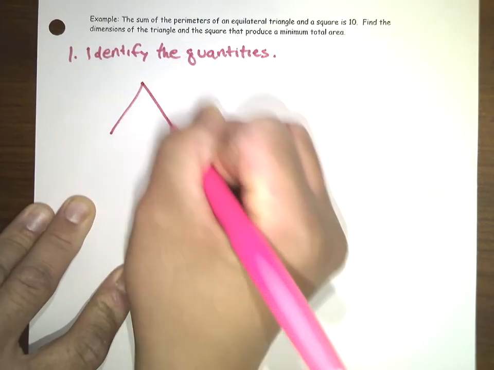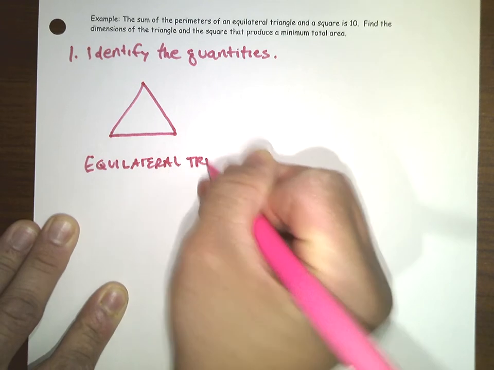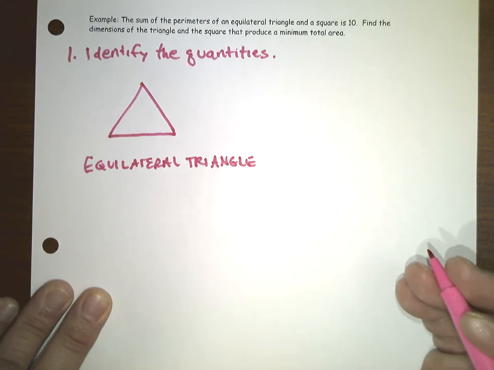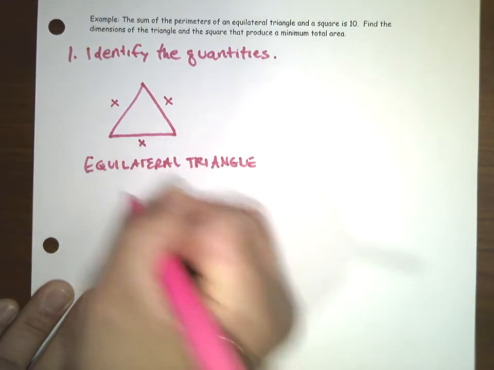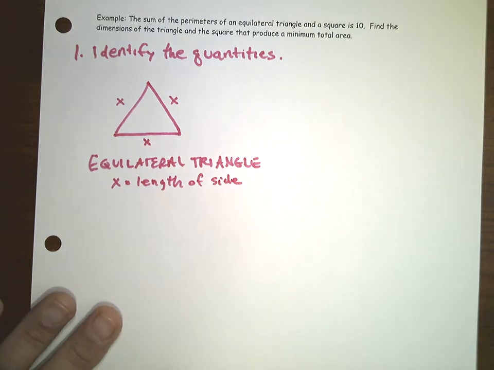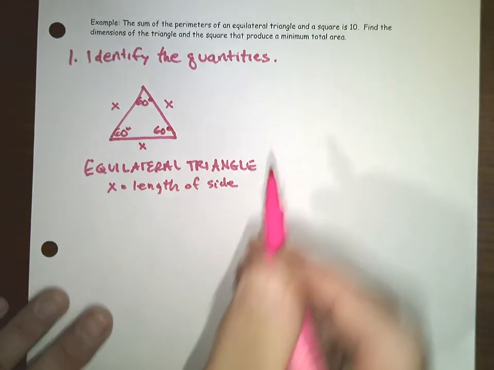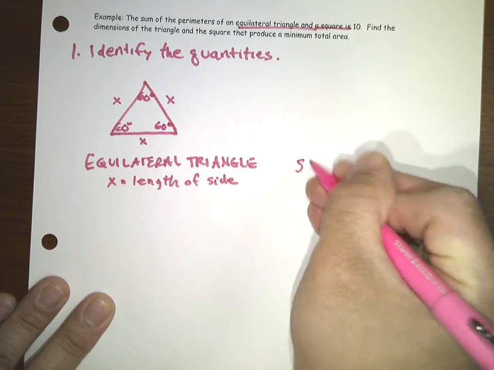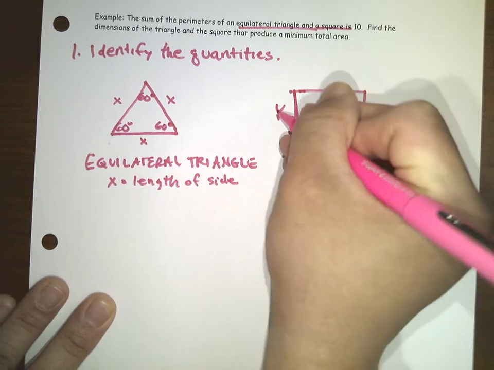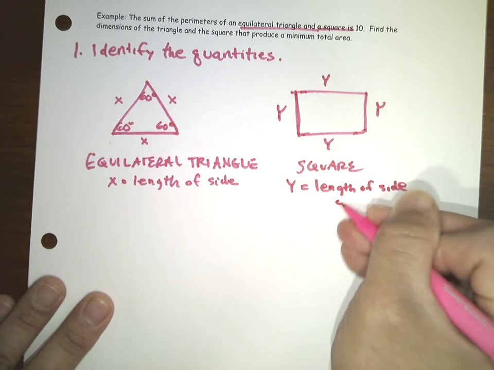The sum of the perimeters of an equilateral triangle and square is 10. So let's look at just the equilateral triangle for a moment. In an equilateral triangle, the lengths of all of the sides are equal. So x, x, x. So x is the length of a side of this equilateral triangle, and the angles here are all 60, 60, and 60. Now we have a square, so a square has all sides equal, so we'll just call those y. So y is the length of a side of the square.